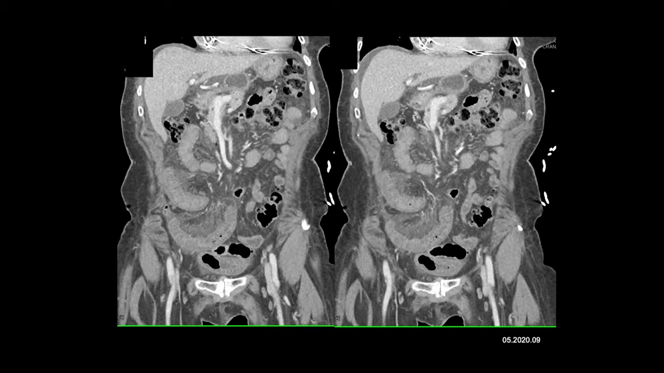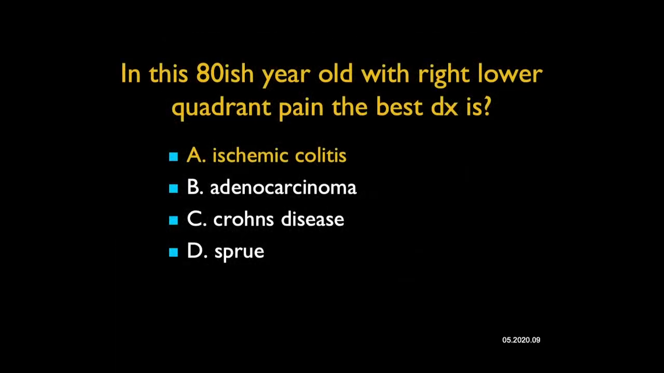is ischemic bowel. It's not an adenocarcinoma, it's not bulky, it's not Crohn's disease because of the way the misty mesentery looks. You don't see the vasa recta. And sprue usually is jejunum and thickened folds. This was ischemic colitis, and at surgery, 30 centimeters of bowel was indeed resected.